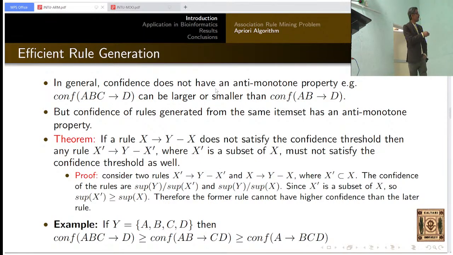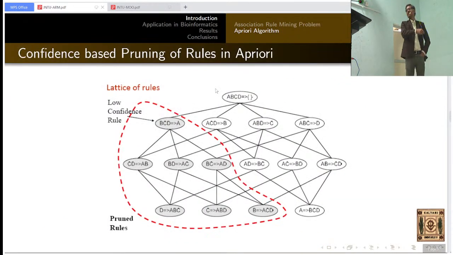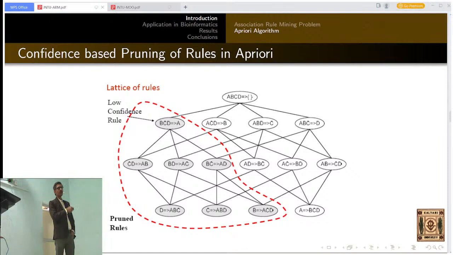And we can use this kind of relationship for all the rules which are extracted from the same item sets, like this one. So this is the rule lattice, okay? The first rule, ABCD implies null, is actually not used. Then BCD implies A, ACD implies B, ABD implies C, ABC implies D. So these are the first level of rules. Then we get CD implies AB and so on.